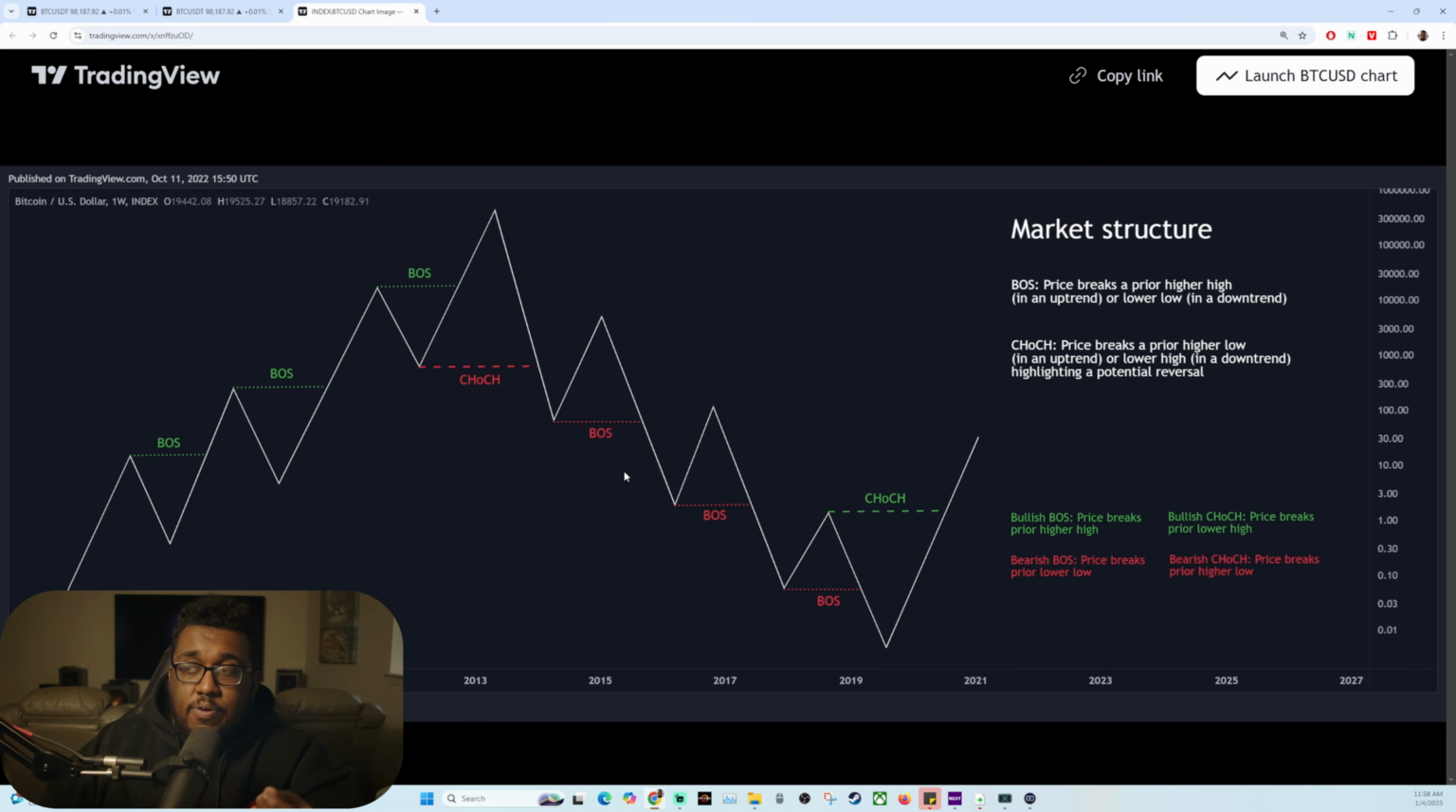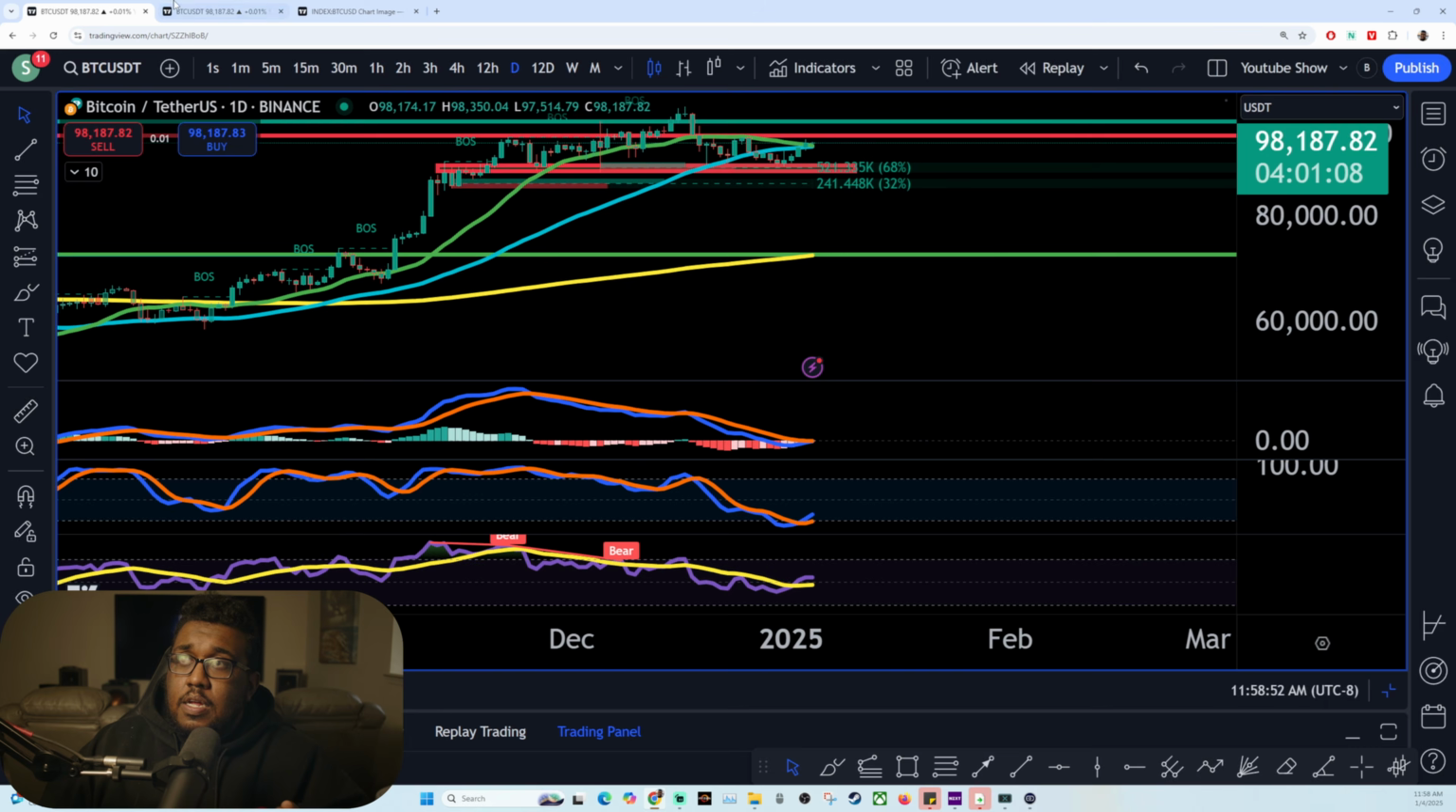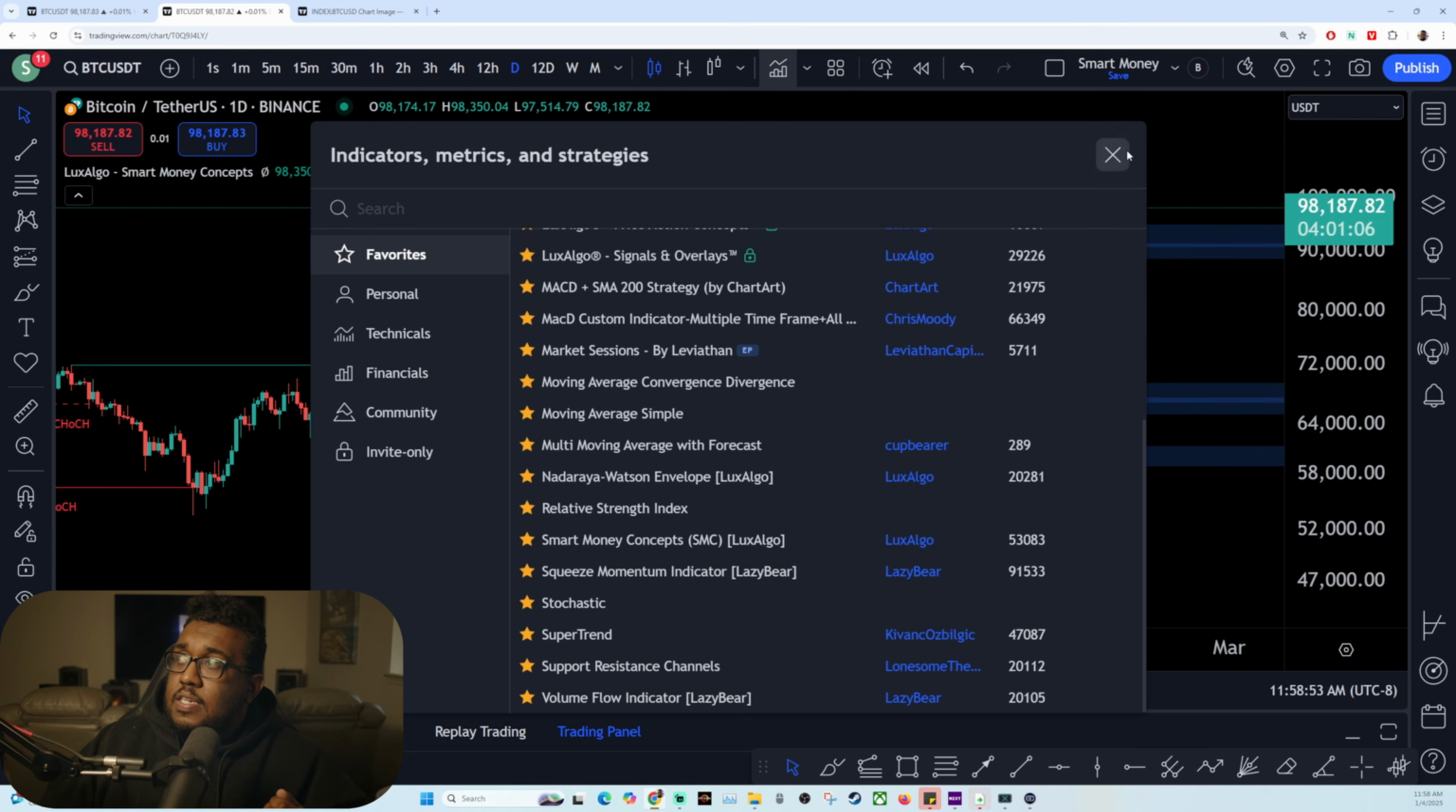If you guys are a scalper, break of structures are going to be your friend. If you guys want to be a day trader or a swing trader, change of characters are more of what you're looking at. But I'd recommend having both of them on your charts, all right? So let's exit out of this one very fast. Let's get out of here.